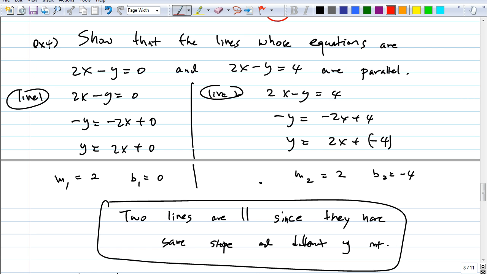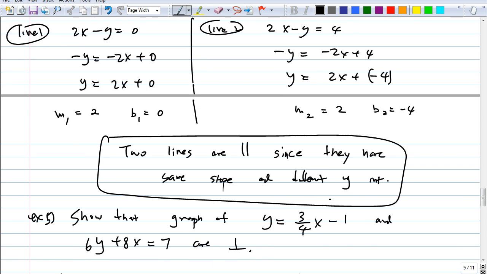Now you can say the two lines are parallel since they have the same slope, which is 2, and different y-intercepts. Okay. Any questions? We good? Guess what my next question is? Show that two lines are perpendicular. That's right. How many things do you need to show that two lines are perpendicular? This time just one. What is that one thing, William?